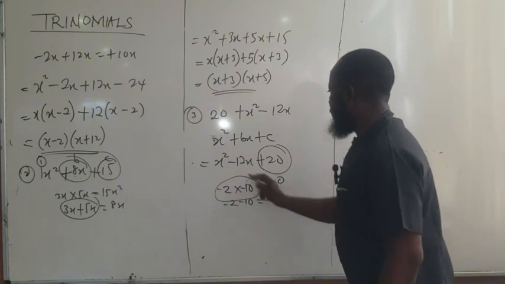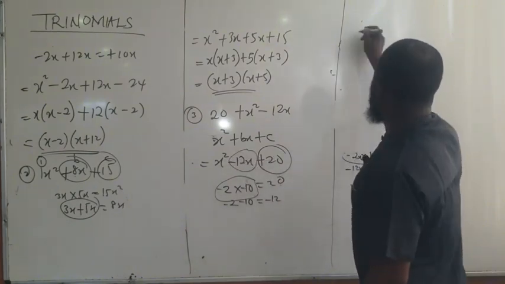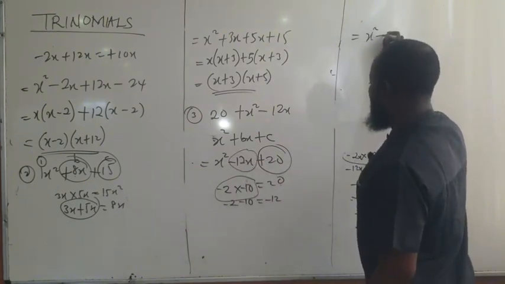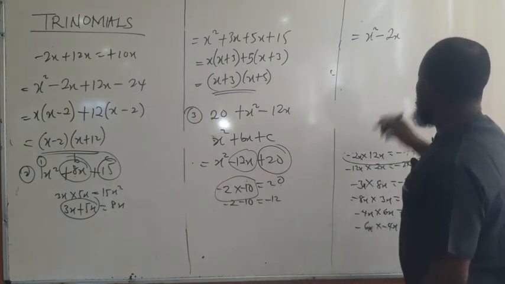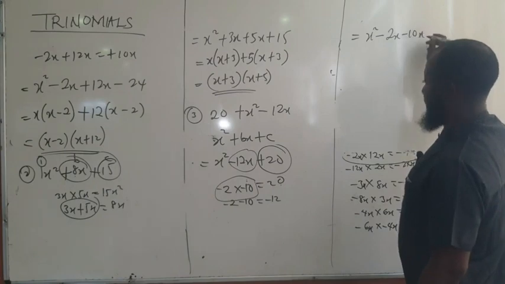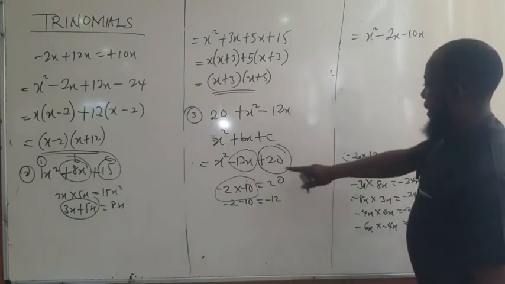this to replace the middle number. So that means we're going to have x squared minus 2x. Don't forget the x, the variable. So put the variable there. Minus 10x, then plus 20.